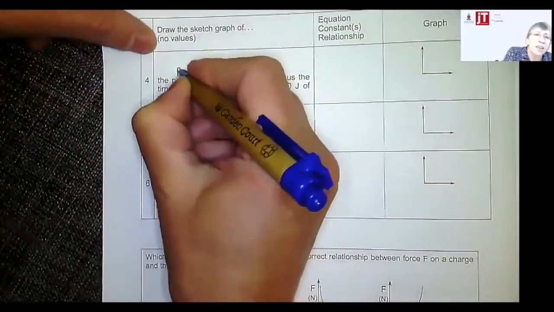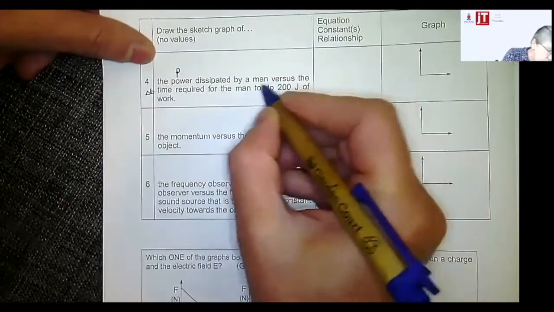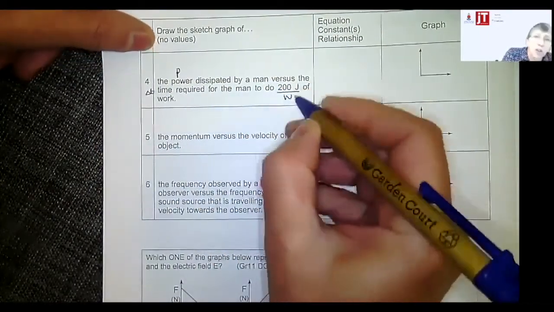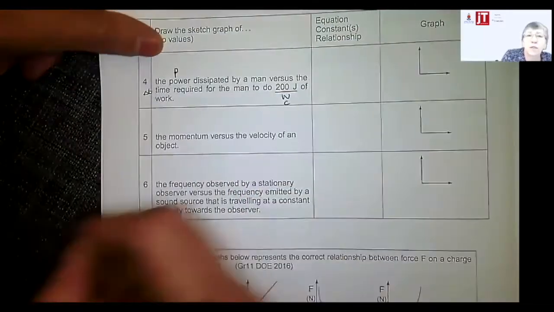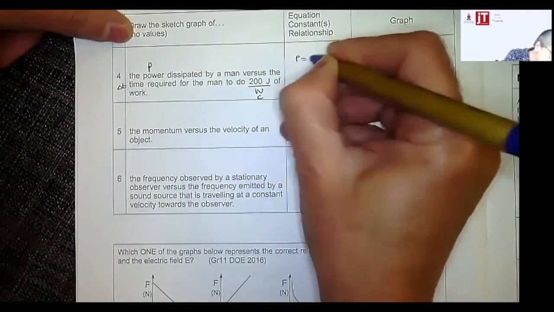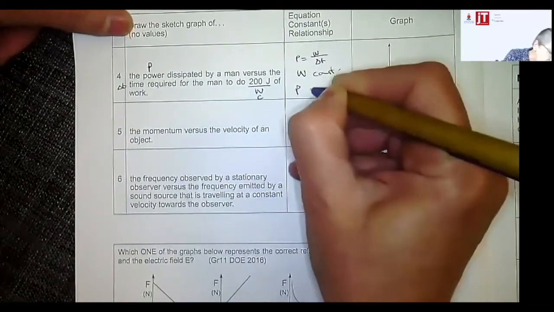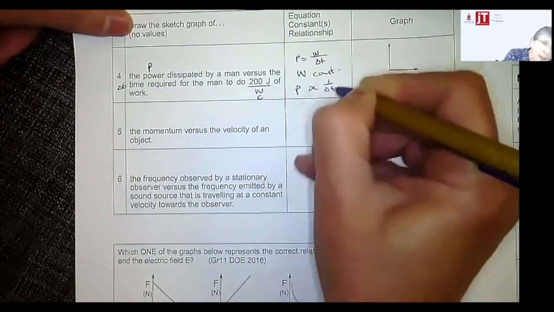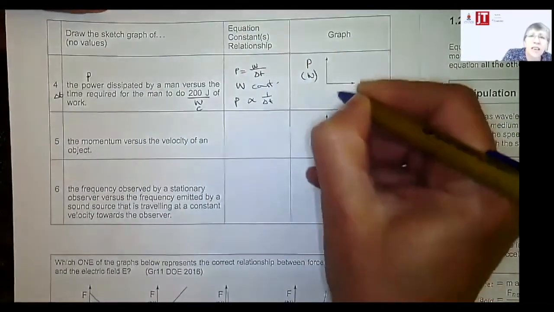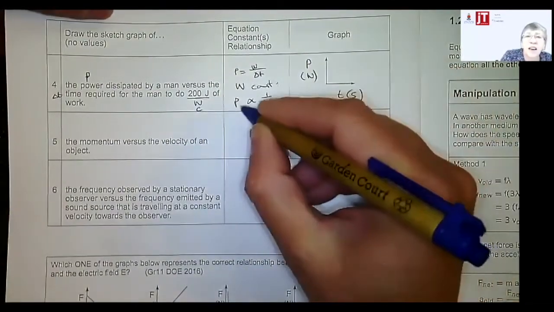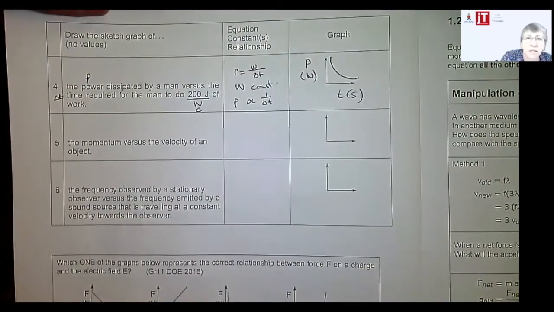The power dissipated by a man versus the time, delta t, for a man to do 200 joules. So you've got work done by the man, and that is my constant because it's got a specific value. Now, you have an equation, P equals W over delta t, and the work done is constant. So what is the relationship between P and delta t? They are inversely proportional. So if I have power in watts and time in seconds, they are inversely proportional. I will go with a hyperbola.